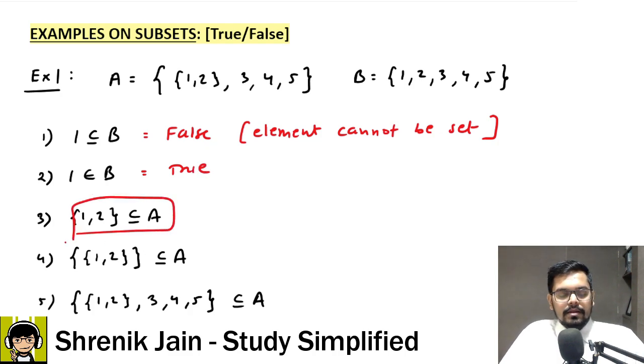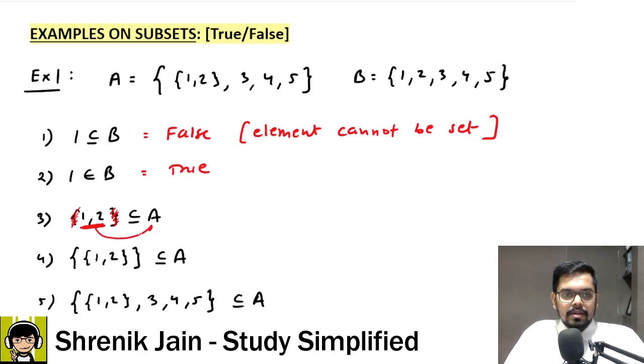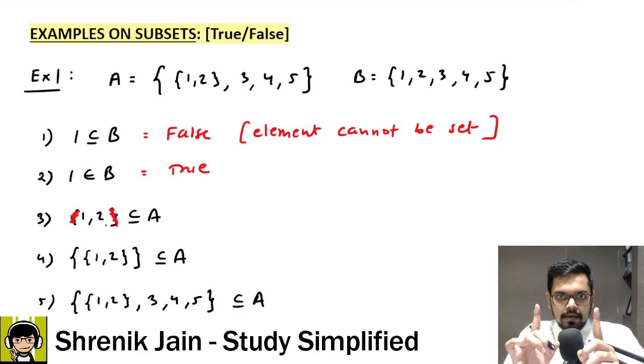What about this thing? This is a subset question. So for a subset question, I have a trick. What is the trick? Remove the curly brackets and now check whether this element is present in this set. If yes, then whatever is given is a subset. If not, then whatever is given is not a subset. Let me repeat the trick. They were asking me, set {1, 2} is a subset of A. What I told you, the trick is remove the curly brackets, only one curly bracket. Okay, there can be multiple curly brackets, so only remove one curly bracket and then check whether these elements are present in the set A or not.